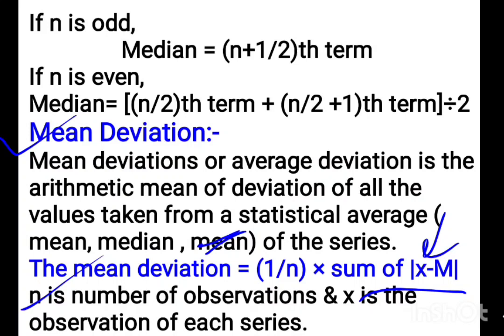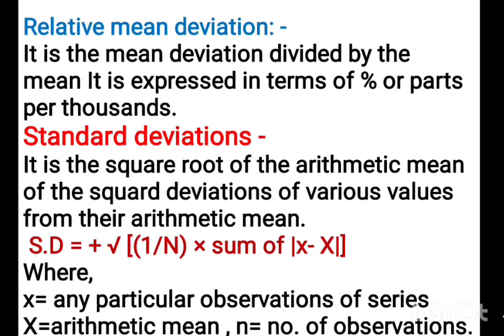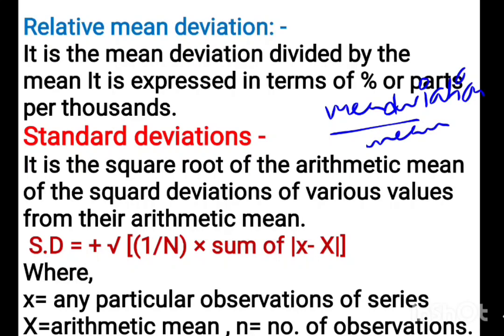Now relative mean deviation. It is the mean deviation divided by the mean. It is expressed in terms of percentage or parts per thousand. So you have to consider the mean deviation, and that should be divided by the mean, and that should be used as a percentage, termed as relative mean deviation.